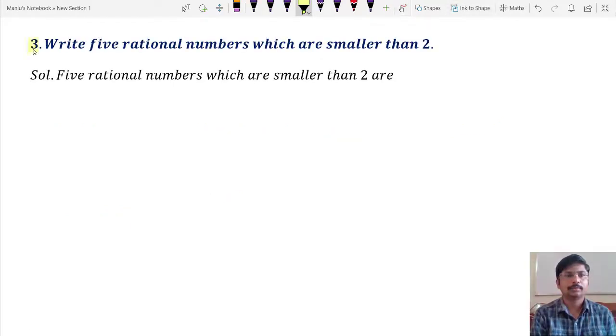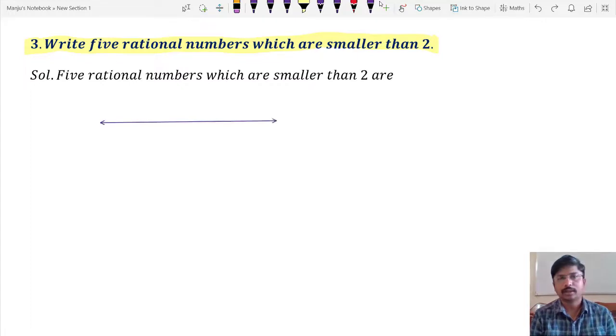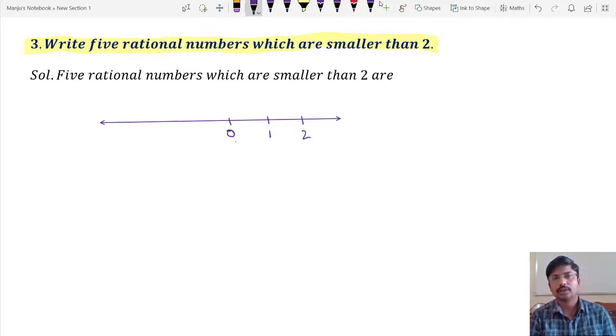Okay, we'll move to the third question. Write 5 rational numbers which are smaller than 2. Okay, now I will draw one number line here. Consider this point as 0, this as 1, 2. 0 right side will be positive numbers and 0 left side will be negative numbers. Okay, this is a number line.